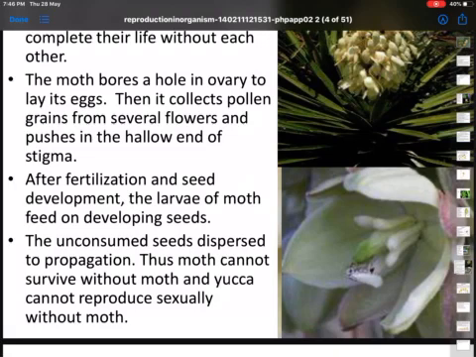Thus, moth cannot survive without yucca. Yucca cannot reproduce sexually without moth. See the interesting things that nature makes the organisms undergo. That's how we appreciate nature.